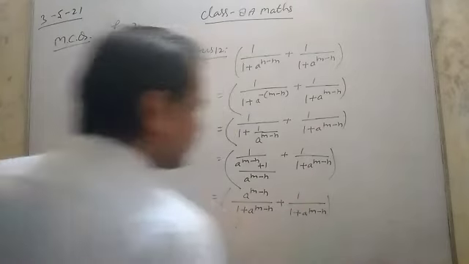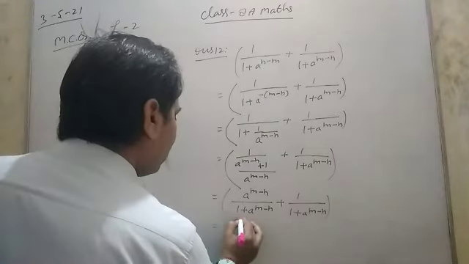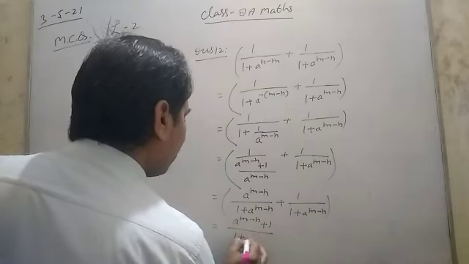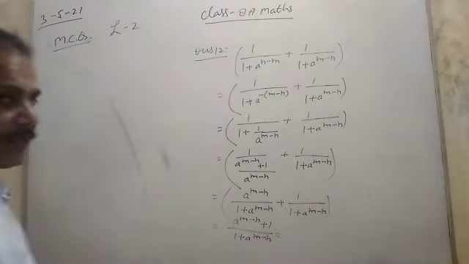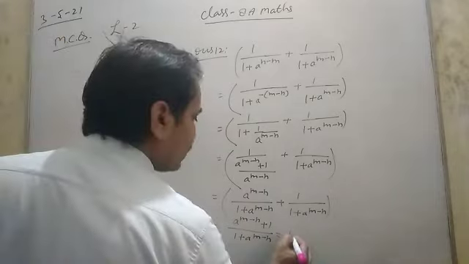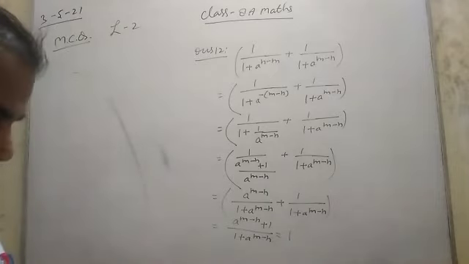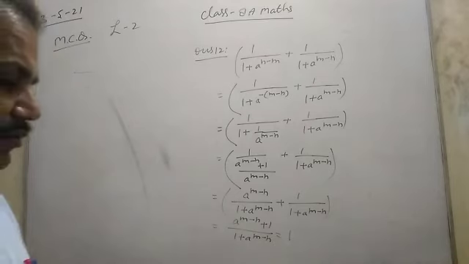Now the denominators are the same, so add their numerators. So a power m minus n plus 1 upon 1 plus a power m minus n. So numerator and denominator are the same, so we cancel, and it will be equal to 1. Okay. So similarly you can do the remaining multiple choice questions.